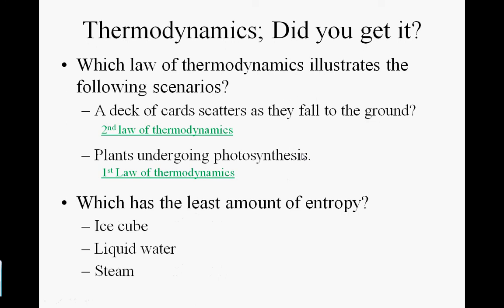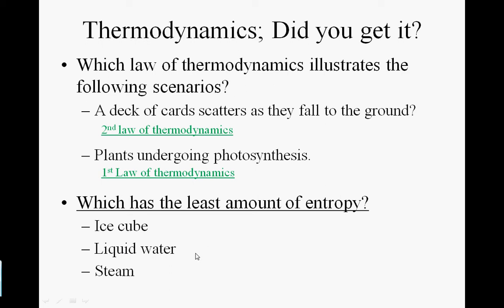So let's see if we understand the concept of entropy. Which has the least amount of entropy? Let's make sure we read that question correctly. The least amount of entropy. An ice cube, which is solid. So in solids, remember, the molecules are well ordered and are confined and packed together. So an ice cube is a solid. It has molecules that are packed together and well ordered.